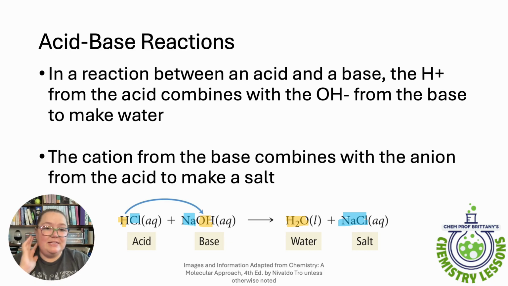So this acid-base reaction is a neutralization reaction where we are eliminating the stuff that makes it an acid or a base by creating water, which we see here, and the byproduct of that is also a salt.